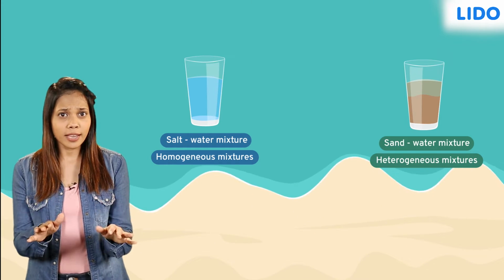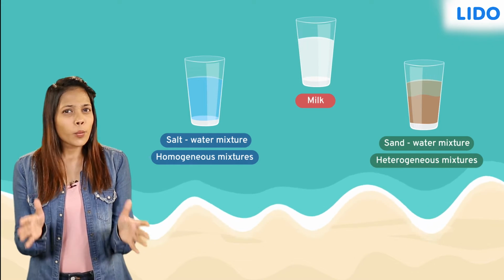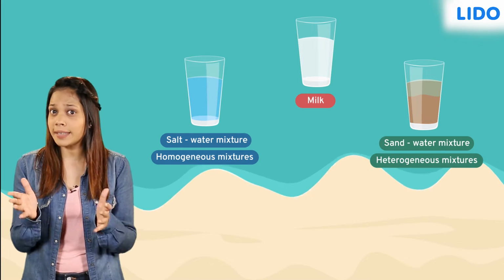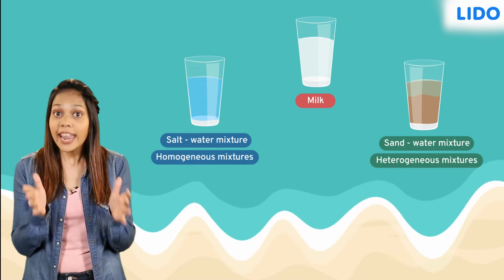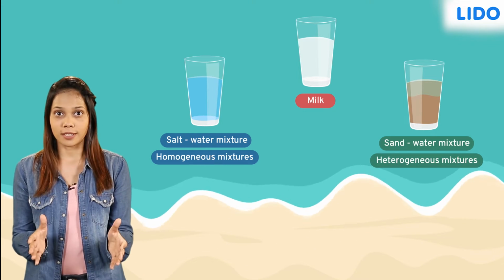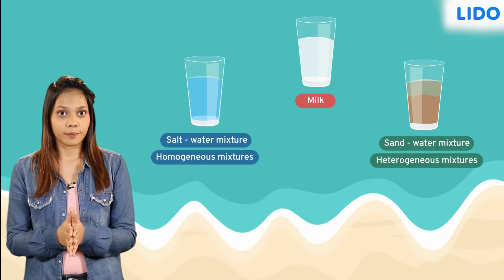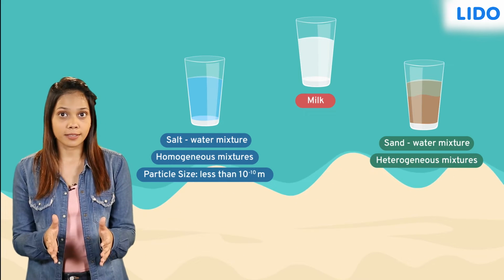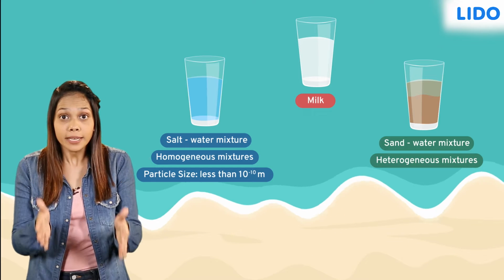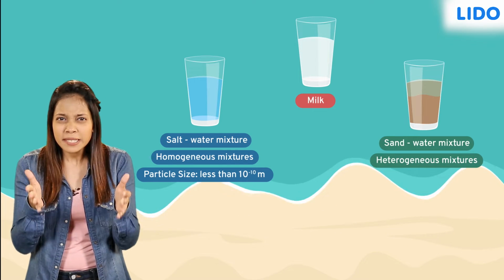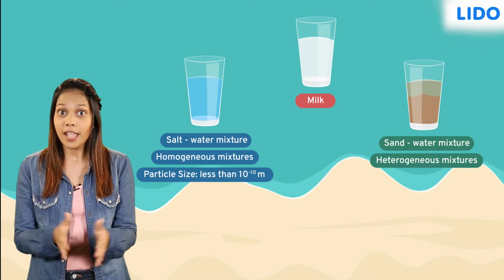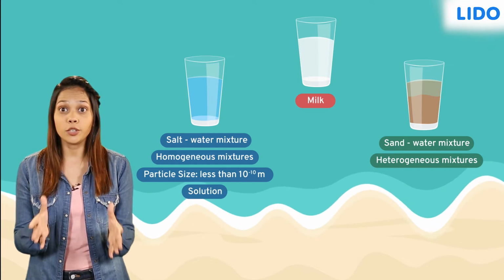Which category do you think milk should be put in? Well, it looks like a homogeneous mixture as milk particles are not seen separately, but it is a heterogeneous mixture. Let's see why. In homogeneous mixtures, like that of salt and water, the size of solute particles is less than a nanometer, which is 1 billionth of a meter. Unbelievably small, right? That is why we can't see these particles separately. Such mixtures are called solutions.